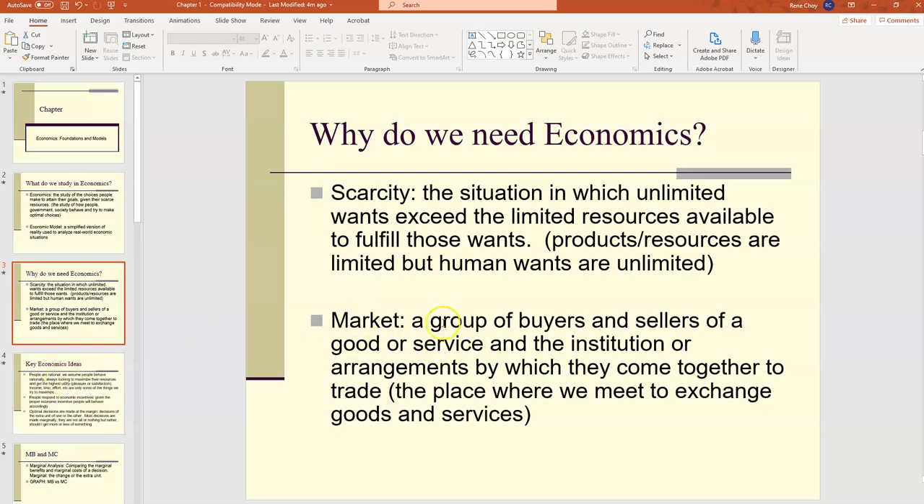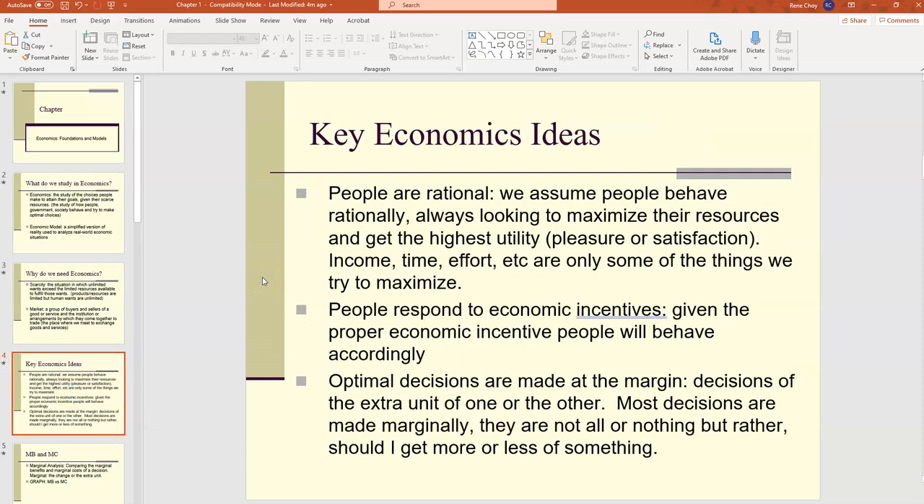All right, now we organize a lot of things into markets because we think markets can serve a lot of these purposes, like trying to figure out what the right price for a product is. So we'll talk a lot about markets and groups of people. All right, now let's talk about some basic economic ideas.